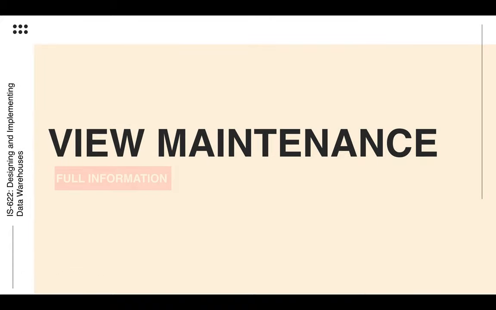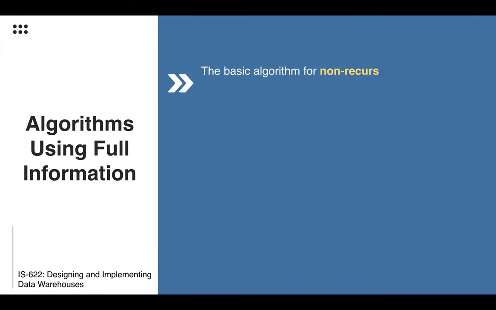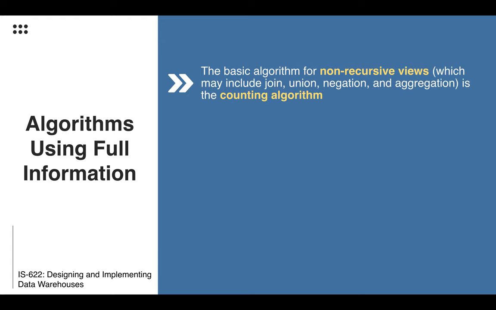So let's talk about view maintenance for algorithms that use full information. The basic algorithm is for non-recursive views. We'll have two types of views when we discuss the algorithms for full information. The first one is non-recursive views, and the other one is using outer join views. Non-recursive views are those views where you are using joins or unions or negation or aggregation of information from one or more tables to form the view.